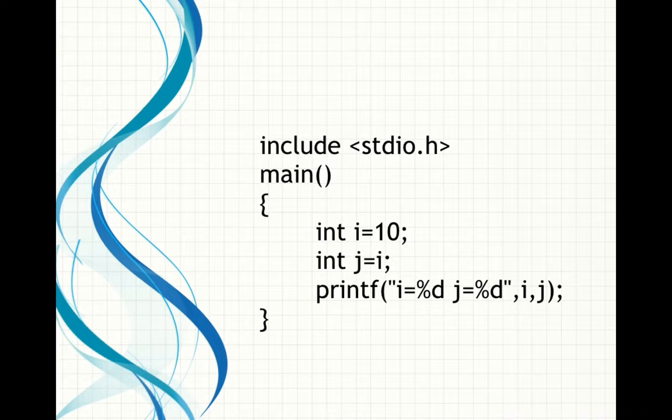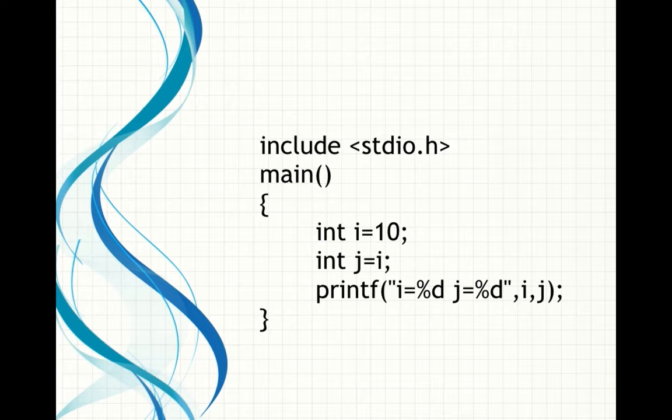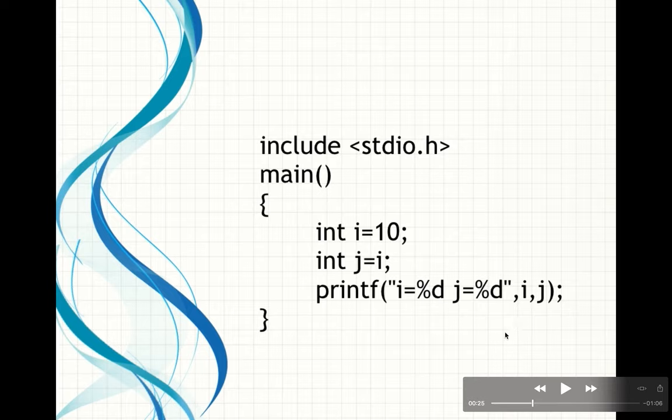Let us take this example. Now what value will be printed? So int I equal to 10, so 10 is initialized to I. What does the next statement do? The value of I is initialized to j. So I equal to 10, and j is also equal to 10. So when I try to print, it prints I equal to, and in the place of the first %d, the value of I will be printed. In the place of the second %d, the second variable's value will be printed. So I equal to 10, j equal to 10 will be printed.